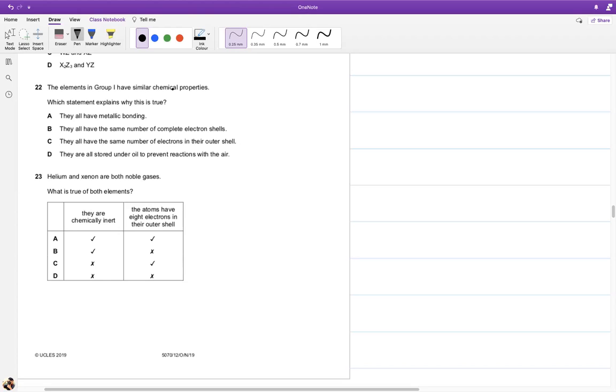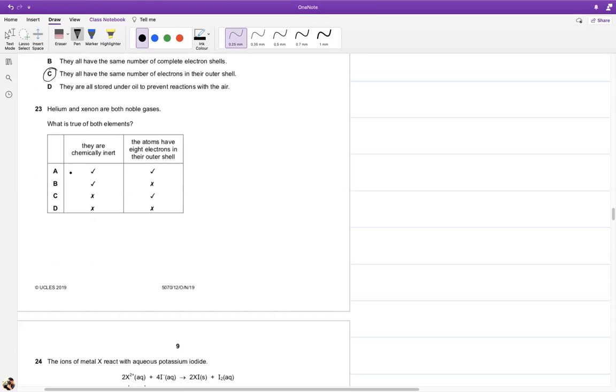The elements in group 1 have similar chemical properties. Which statement explains why this is true? Okay. It could be for any group and it will still have the same answer. They all have the same number of complete electron shells. No, they have the same number of electrons in the outer shell. That is what determines the chemical properties of anything. And groups are no exception.